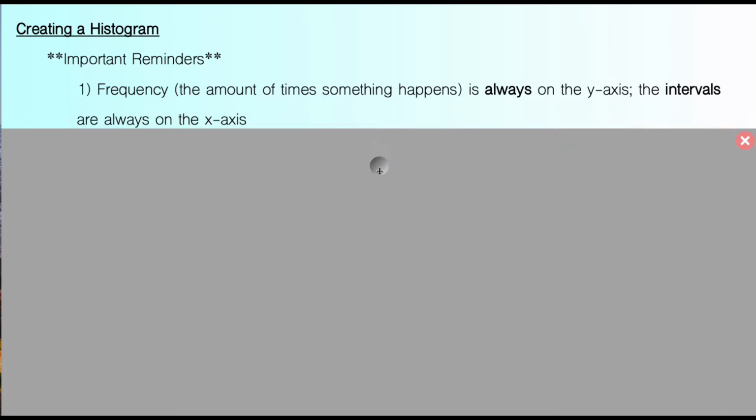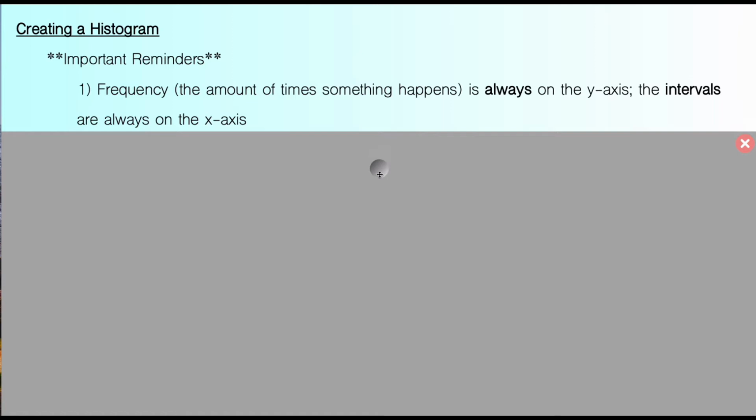Number 1, when you create a histogram, you're going to have an X and a Y axis. Remember, the Y axis is the one that runs up and down, and the X axis runs left to right. The frequency, aka the amount of times that something is happening, is always going to be captured on the y-axis, whereas your intervals are always going to be on the x-axis. So although our histograms might not look exactly identical, this is one of the things that should be true.